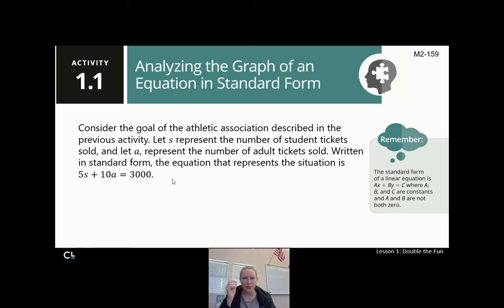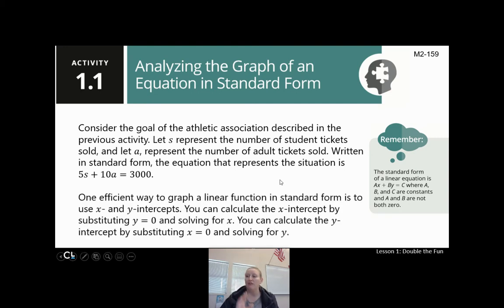So let's see if we can actually use this formula to get some information. One of the things we want to do is graph it. We liked graphing when it was in slope-intercept form, but an efficient way to graph a linear function in standard form is to use x and y intercepts. We talked about this a lot before, in the last unit and the unit before that.